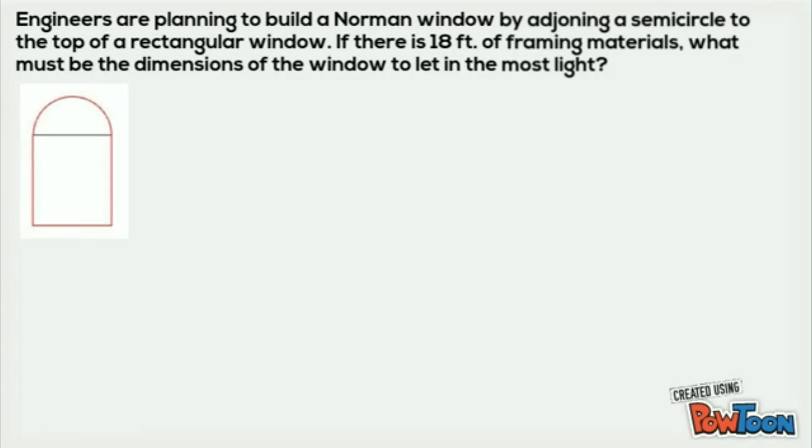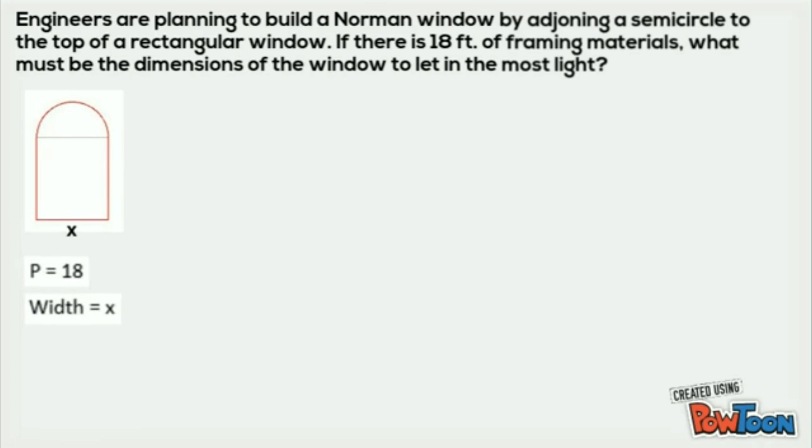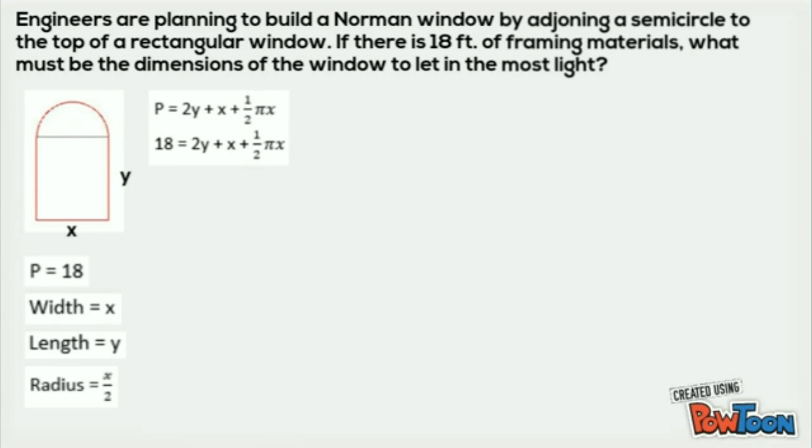First, let us have a picture of our window, with a perimeter of 18, width labeled with x, length labeled with y, and the radius of the semicircle labeled with x over 2. The perimeter of this window must be 18 equals the perimeter of the rectangle, which is 2y plus x, plus 1/2 of the circumference of the circle, which is 1/2 pi times the diameter, or 1/2 pi times x, and this equation would be our constraint.